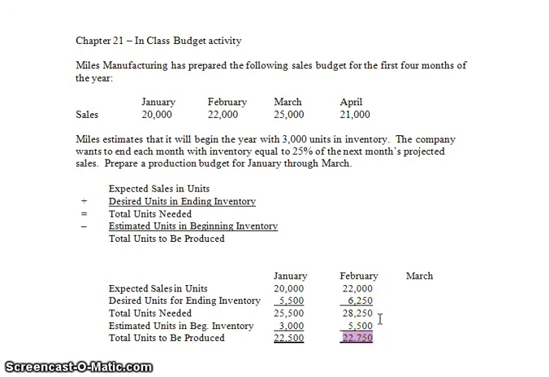Okay, one more month to go. So I expect to sell 25,000 in March. So let's start off with the 25,000, and then I want to make 25% of the following month's. So 25% of 21,000 here is 5,250. All right, so total units needed during the month are 30,250. But am I starting with any at the beginning of March that I don't have to make? Yeah, I am. I'm starting off with the extra ones I made in February. I made 6,250 extra in February so that I wouldn't start off March with 0 units. So what I really need to make in March is 24,000 units.